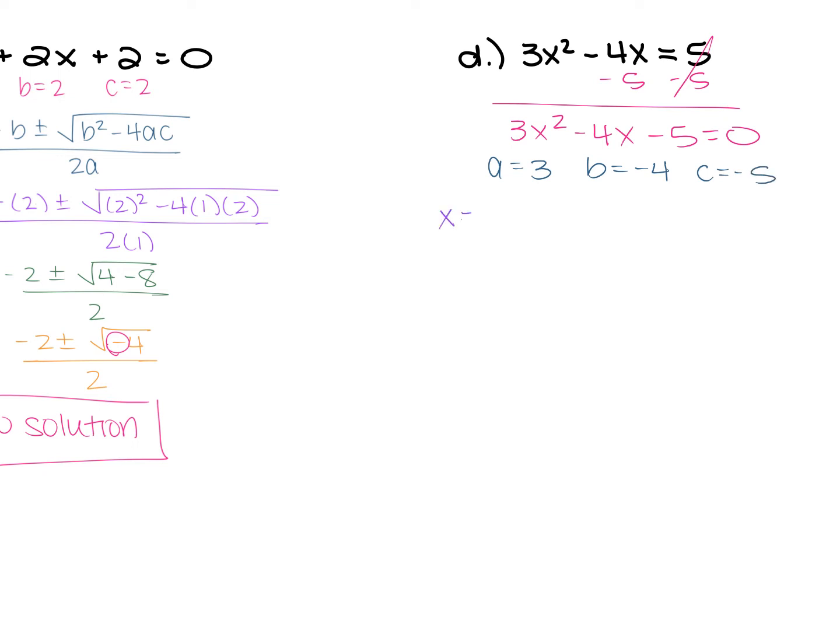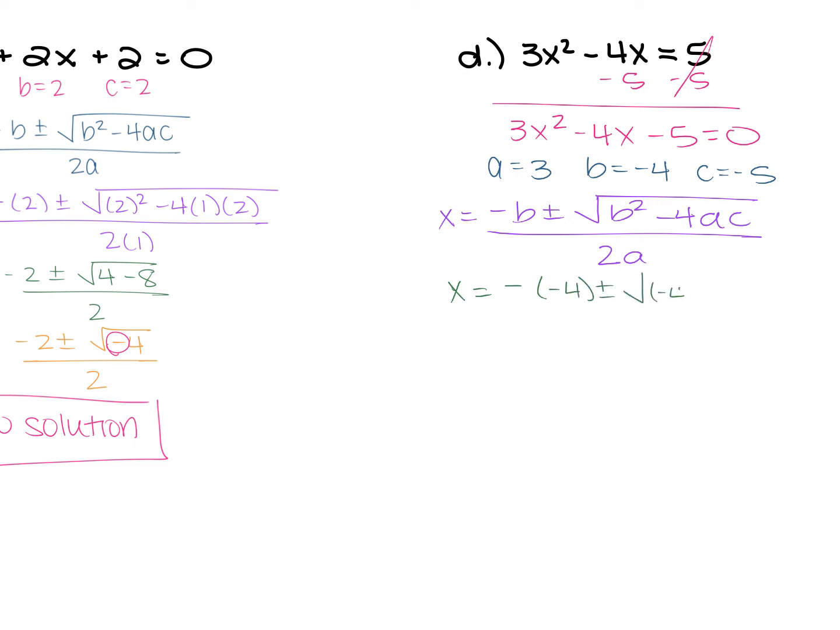Once again, your quadratic formula is the opposite of B plus or minus the square root of B squared minus 4 times A times C all over 2 times A. So the 3, the negative 4, and the negative 5 get plugged into all of this, and that's going to give us the opposite of negative 4 plus or minus the square root of negative 4 squared minus 4 times 3 times negative 5 all over 2 times 3.